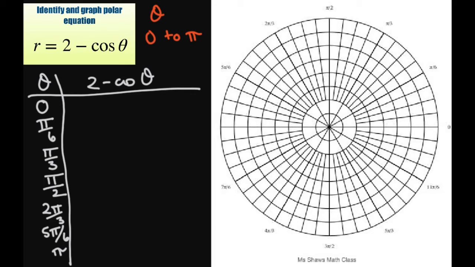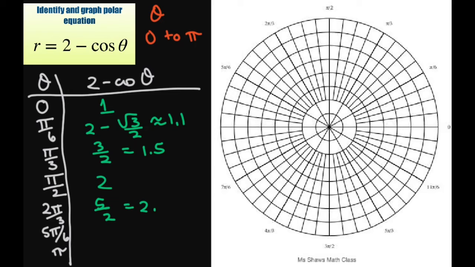Let's substitute in our values, and we're going to get 1. For pi divided by 6, we're going to have 2 minus square root of 3 divided by 2, which is approximately 1.1. At pi divided by 3, we get 3 halves, which is 1.5. At pi divided by 2, we get 2. This one is going to be 5 halves, which gives me 2.5. And this one is 2 plus square root of 3 divided by 2, which is approximately 2.9. And at pi, we get 3.